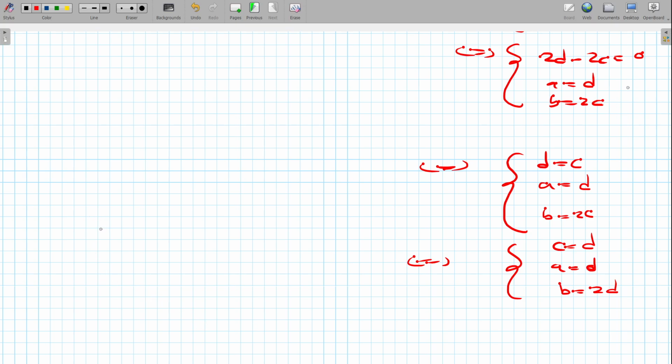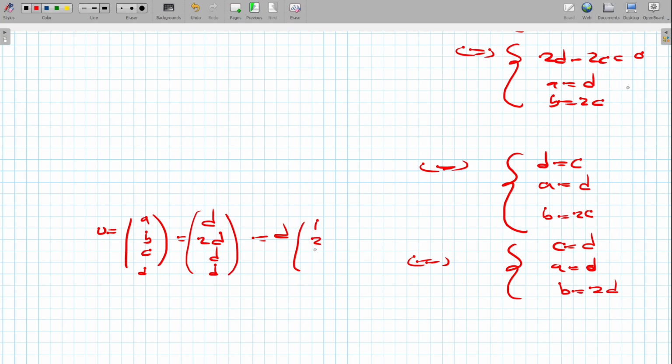So the vector U that has components A, B, C, D can be written in the following way. So A is equal to D, so we will put D here. B is equal to 2D, so we'll write 2D. C is equal to D. D is equal to D, because D is D. Okay. So you can factor out the D, and you get 1, 2, 1, 1, like so.